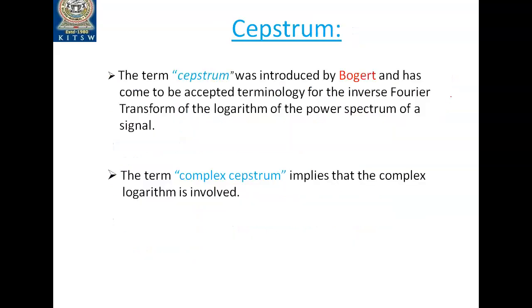Our focus is only on understanding the cepstrum. The term cepstrum, introduced by Bogert, has come to be accepted terminology for the inverse Fourier transform of the logarithm of the power spectrum of a signal. The term complex cepstrum implies that the complex logarithm is involved. If the logarithm is complex, we call it the complex cepstrum. If the logarithm is real, we call it the real cepstrum.